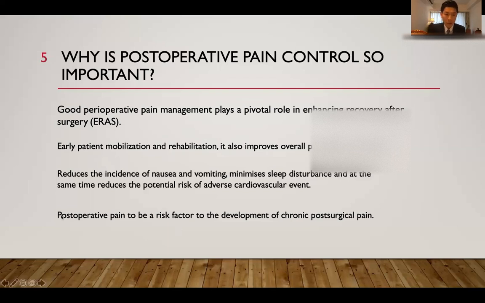You should be reminded that very poor postoperative pain control is an individual risk factor for the development of chronic post-surgical pain, which can be very debilitating in a person's life. He or she may require long-term pain management or long-term analgesic use.